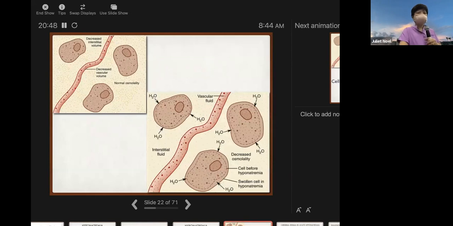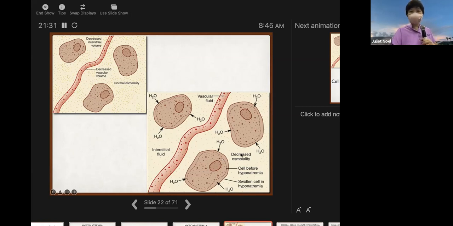So if you look at it, what would happen if we have hyponatremia? No? So this one is the cell, the upper corner. The upper corner here is with a normal osmolality, your cells are normal. When you have decreased osmolality, when you have hyponatremia, what would happen is your cells will swell. If you have hypernatremia or hyperosmolar, what would happen is your cell will shrink. See, the water will come out.